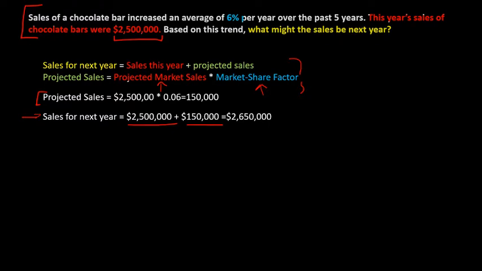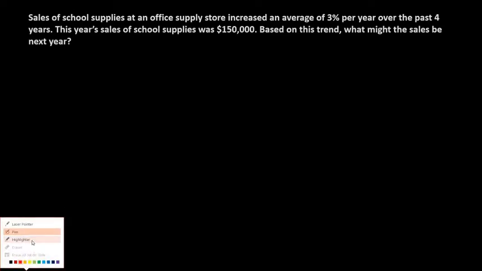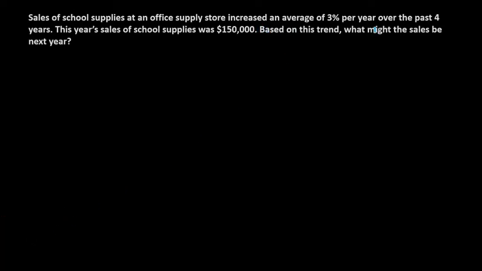Okay, let's look at another example. Sales of school supplies at an office supply store increased an average of 3% per year over the past 4 years. This year's sales of school supplies was $150,000. Now, based on this trend, what might sales be for next year? So again, highlight the question. What are our sales going to be next year based on the activity that has happened this year?